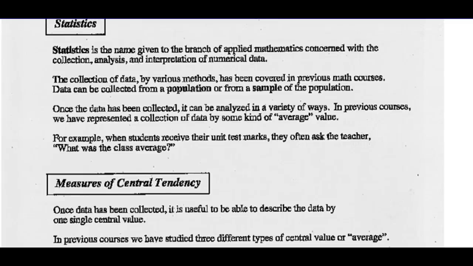Collection of data by various methods has been covered in previous math courses. The data can be collected from a population or from a sample. Population is the whole thing, or from a sample of the population. Once the data is collected, it can be analyzed in a variety of ways. In previous courses, we've represented a collection of data by some kind of average value. For example, when students receive their unit test marks, they often ask the teacher what was the class average.